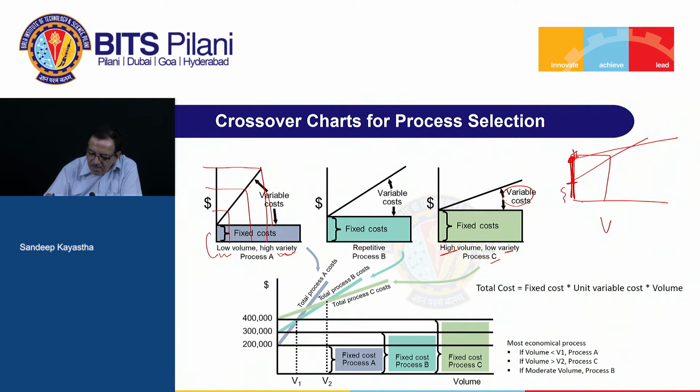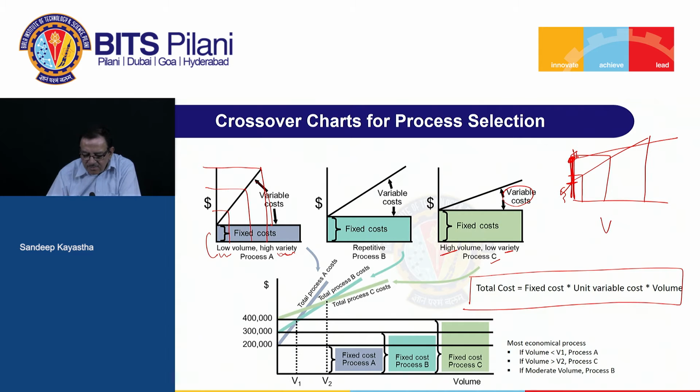If your volumes are low, this is the process which is going to be economical. And if volume is high, this is the process, number 2, that is going to be economical. I will explain it once again in the next diagram. So this is the economics that we captured.